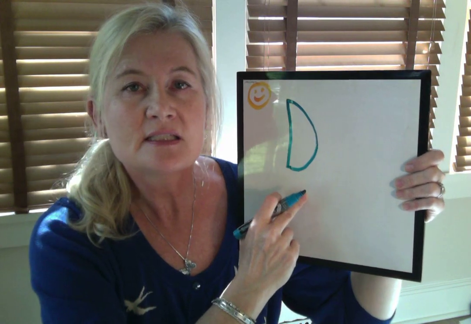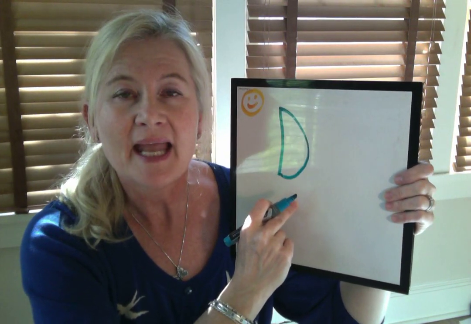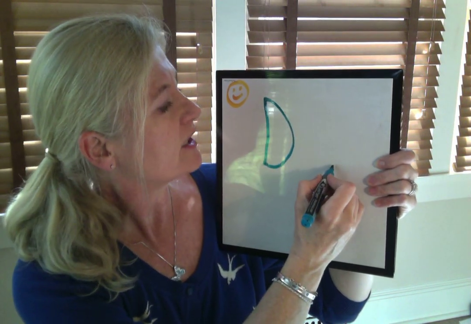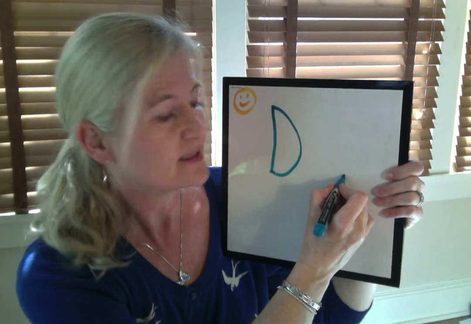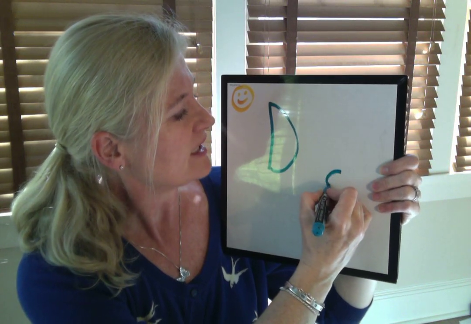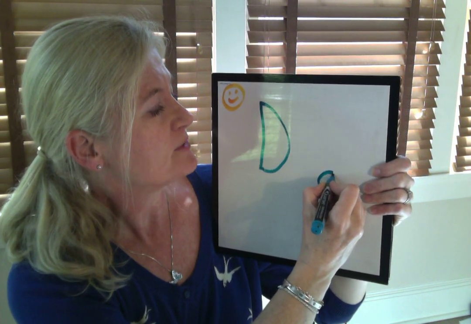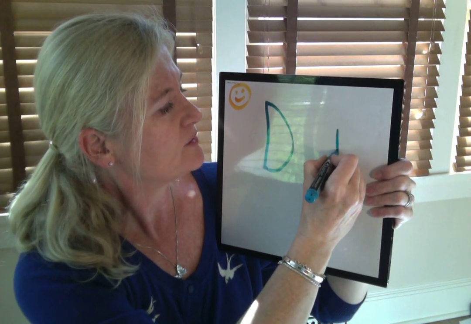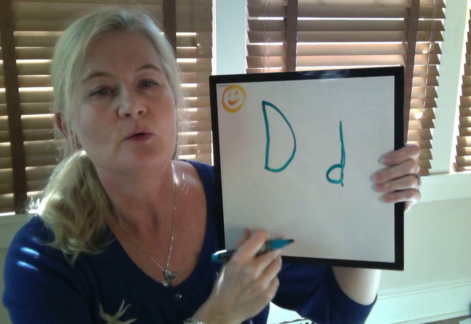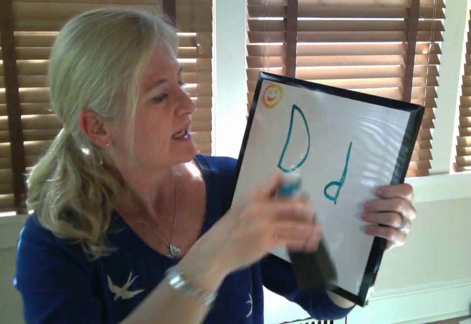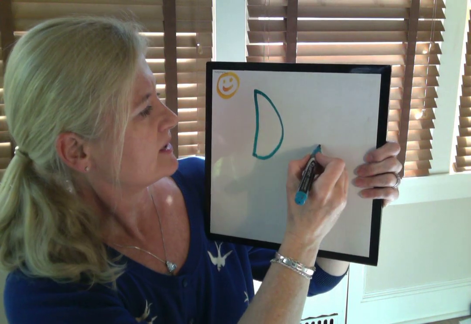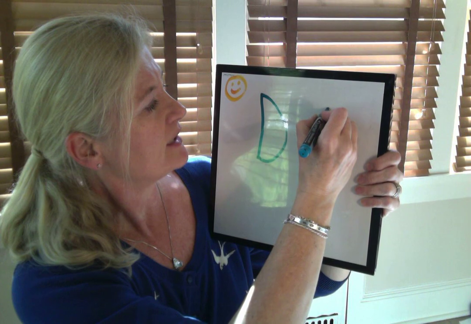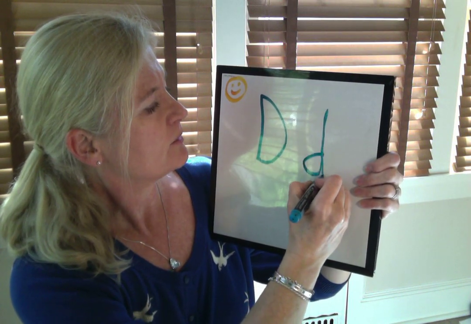Lowercase d starts with a little curve and it has a big line in it as well. This is a lowercase d. We start with a little curve. We start actually making a magic C. So we start with a magic C and then we helicopter up, touch the top of the C, and we helicopter down. There's a lowercase d. Let me do it again. We start with a magic C and we helicopter up, touching the top of the C, and then we helicopter back down again.